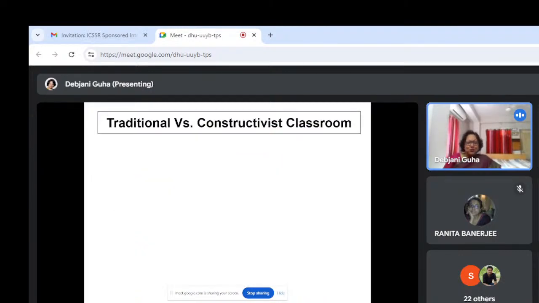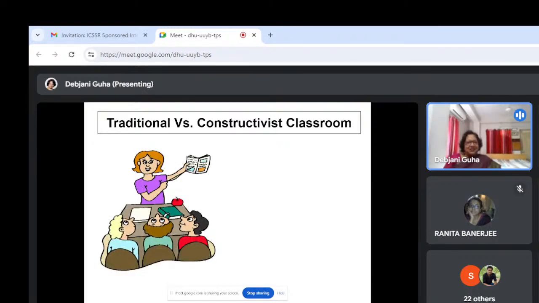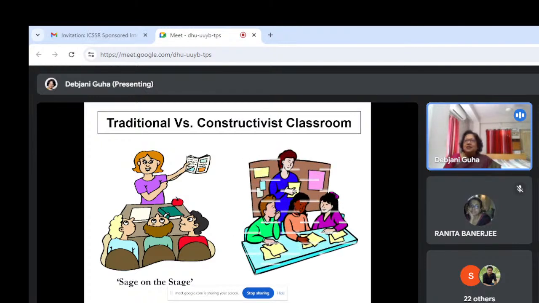Now I want to share two pictures about the classroom situation. Firstly, this is the traditional classroom pattern, what we faced in our childhood, where the teacher is a sage on the stage. And this is also the changing paradigm. The role of the teacher here is a guide on the side. And this is a constructivist classroom pattern.